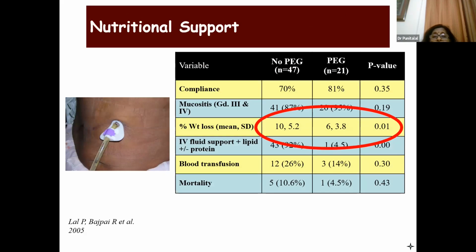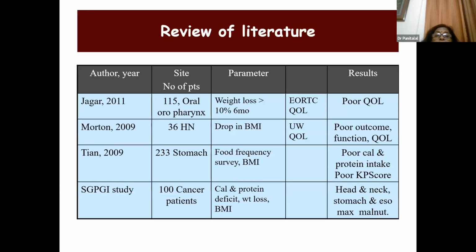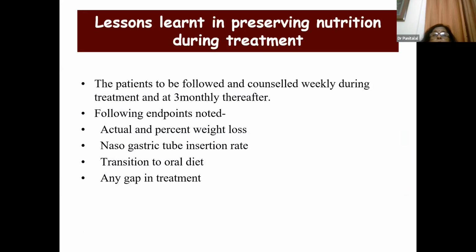We've also seen that the more the percentage weight loss, if it is 10%, then you can expect a high mortality figure. And if it is hovering around 5%, then the mortality figure also decreases if you are able to maintain weight. We reviewed the results of our study and compared it with the literature, and we found that yes, our patients were encountering a significant amount of malnutrition, especially the head, neck, stomach, esophagus patients. That led to poor quality of life.